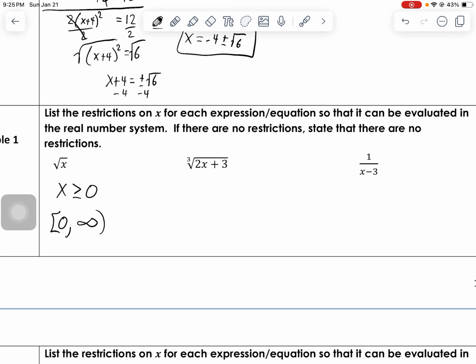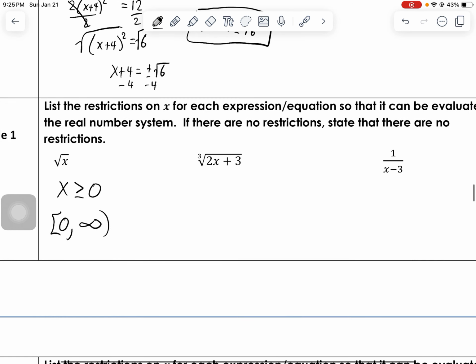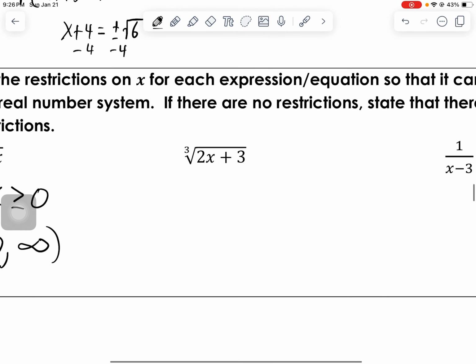This next one is a cubed root. Cubed roots, remember, it's okay to have a negative value, so there's actually no restrictions here. We're never going to be able to get an imaginary solution from a cubed root, in this instance at least. So in that case, there's no restrictions on our problems here.